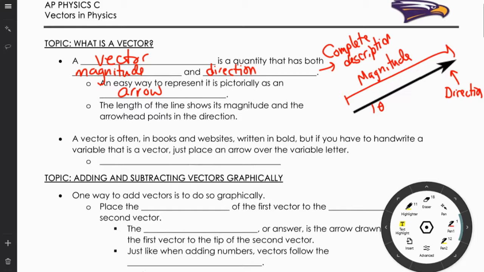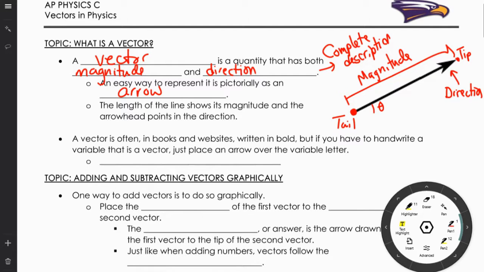Okay, other two key points with a vector. This end here is called the tail, and the tip of the arrowhead is what we call the tip. That's going to be important, you'll see later when we add and subtract. We're going to place them tip to tail. So what we mean is we're going to take the tip of the first one and place it to the tail of the second one. All right.